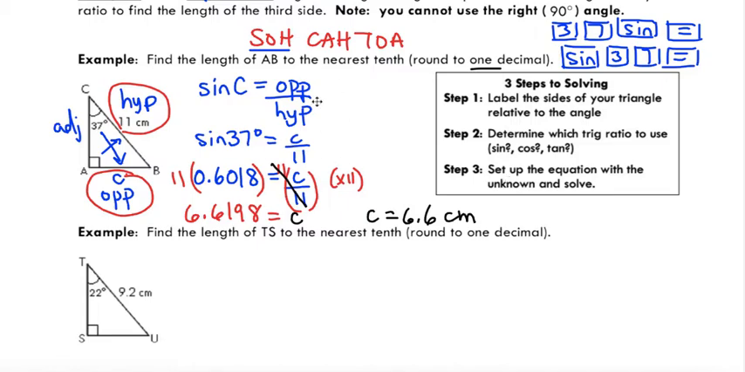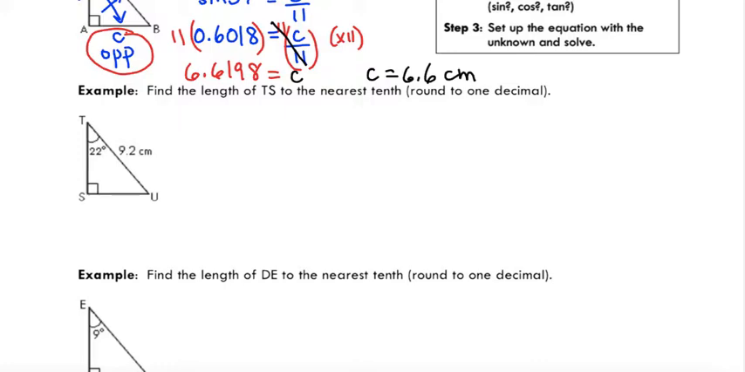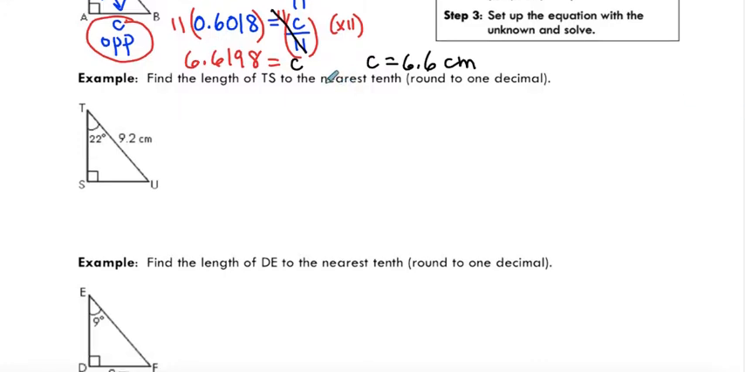I know this can be a little bit tricky when we're first starting out, so let's do a couple more examples. In the second example, I want to find the measurement of side TS, which is also the side little u.